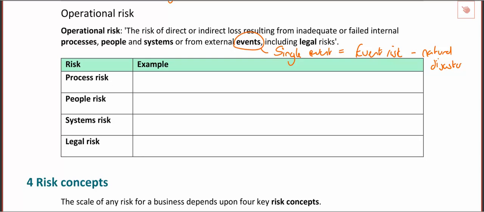Okay, let's go through these different 4 then. Process risk is just the risk that I have some sort of ineffective or inefficient processes within my organization. People risk is that I have some sort of staff problems, so staff constraints, for example. I'm unable to get hold of the right type of staff or the right amount of staff. I'm unable to pay my staff what is required to recruit and retain good staff, for example.